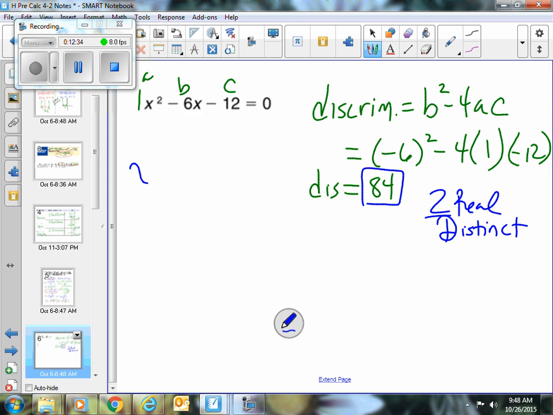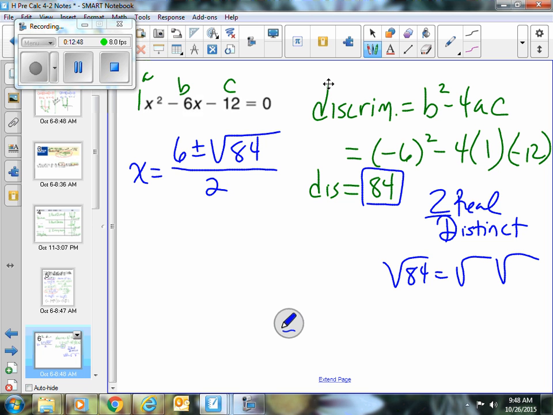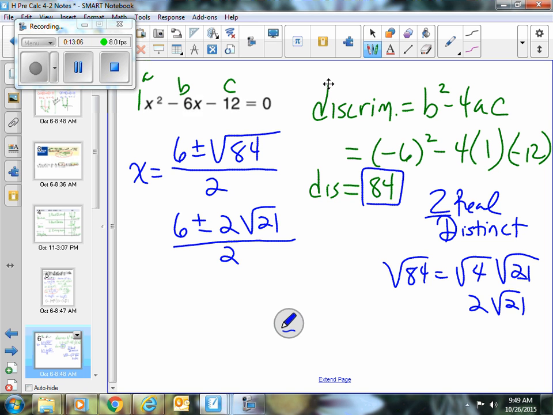All right, so let's figure out what those solutions are. So x equals opposite of b plus or minus square root of our discriminant, which was 84, all over 2 times a. Well, a is 1, so all over 2. All right, I'm going to do the same thing I did last time. Let's break down this 84. Not a perfect square itself, but what is a perfect square that divides into 84 evenly? So that would be 4 times 21. 21 can't be broken down any further because there are no perfect squares in 21. So I know that I've gone far enough, so that would be 2 square root of 21. So 6 plus or minus 2 square root of 21 all over 2.